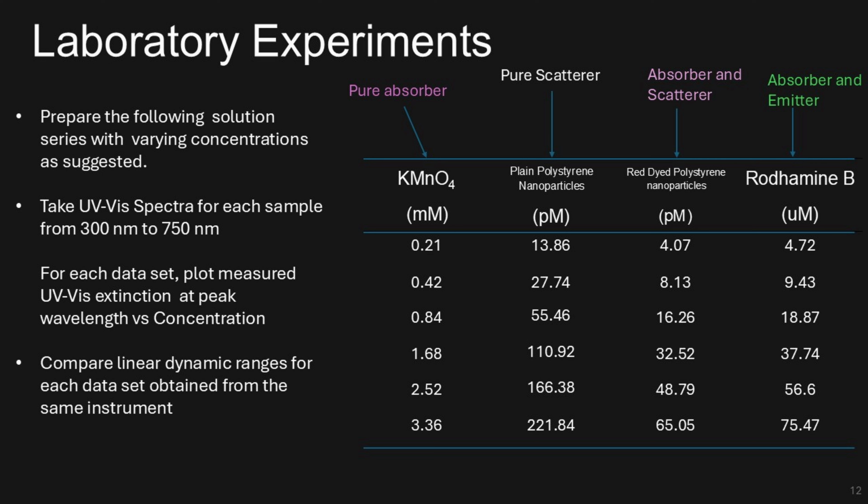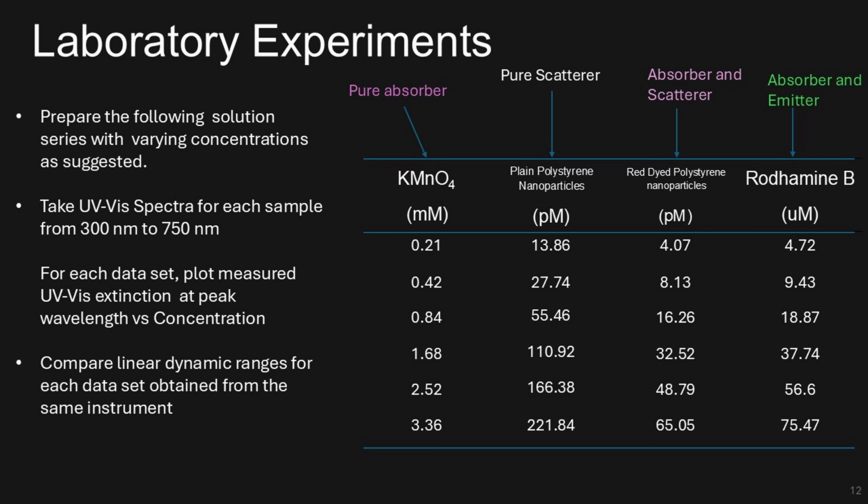First is potassium permanganate, a pure absorber. Secondly, white polystyrene nanoparticles, which are pure scatterers. Third, red dye polystyrene nanoparticles, which both absorb and scatter light. Finally, rhodamine 101, a fluorescent dye that absorbs and emits light. For each type of sample, prepare a concentration series as shown in the table. This concentration range is carefully chosen to cover low to moderately high optical density.